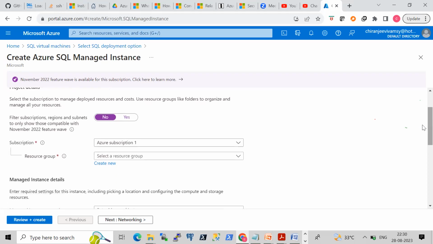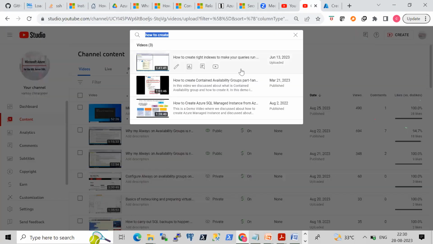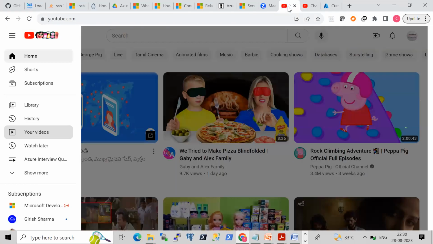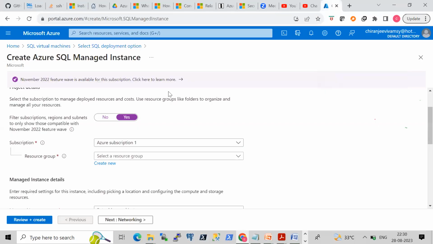So I have to go with the 2022 feature wave because I wanted to explore those features. So I will say yes for the moment. In the past, when I spun up, I didn't have this option at all because, as you can see, my videos are from last year, August. At that time, we didn't have that support. It started happening from November 2022. So I'm choosing yes now.